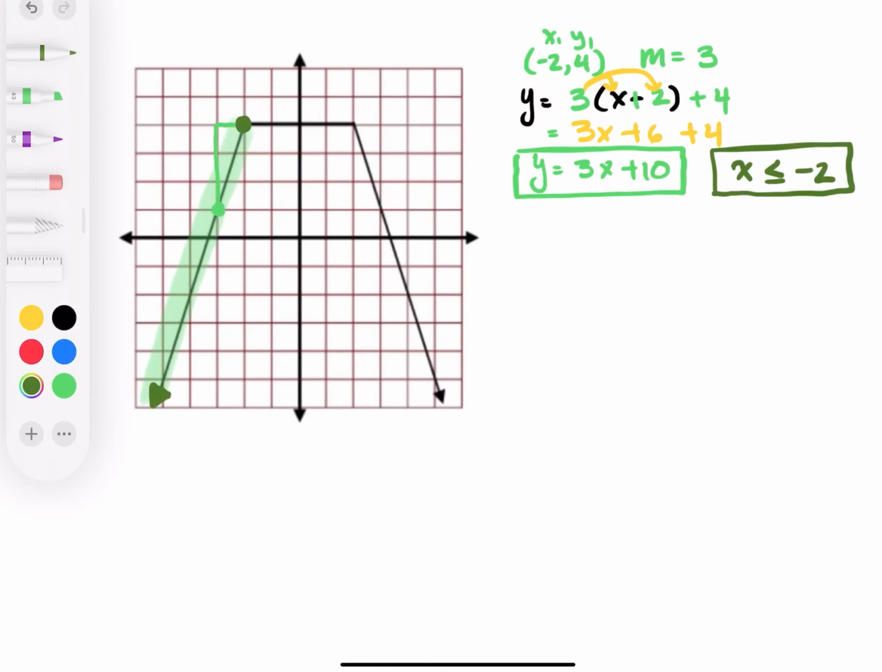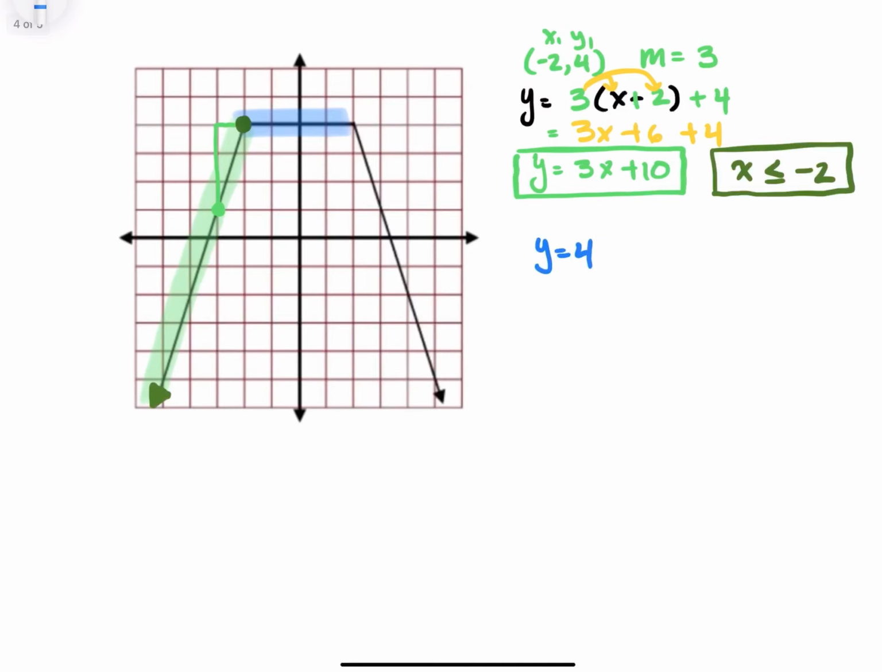The second piece we'll go ahead and do in blue. So that's this one right over here. And this one's a nice one because it's just a horizontal line. So when it's a horizontal line, all I got to do is ask myself, okay, well, where does it cross that y-axis? Well, it crosses the y-axis at 4. So y is equal to 4. And that's the equation. Okay, we're done with the equation. It's a horizontal line. We'll just look for where it crosses the y-axis.